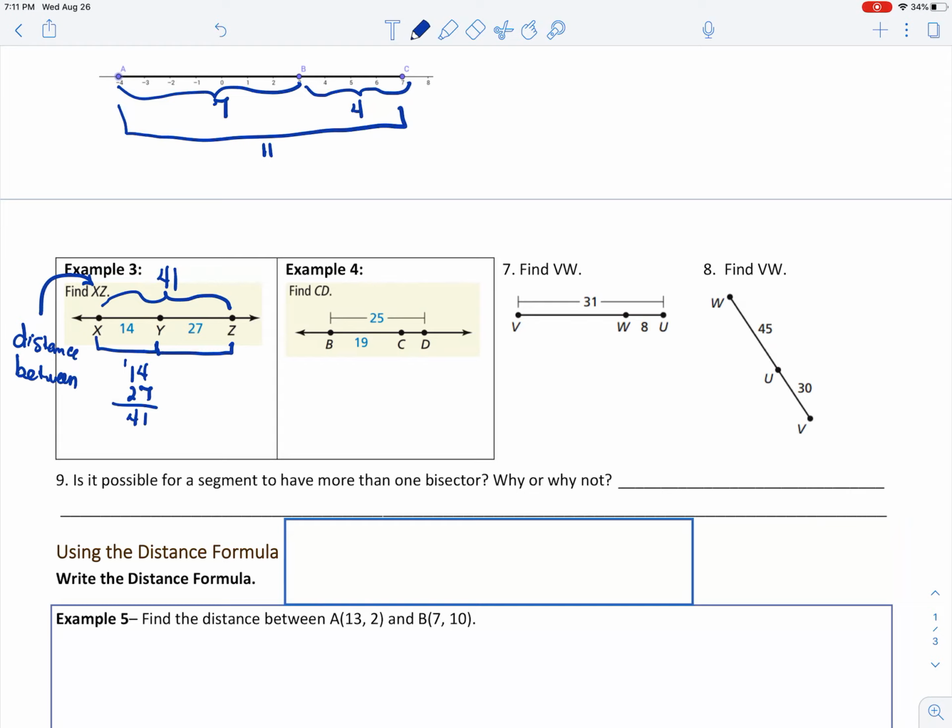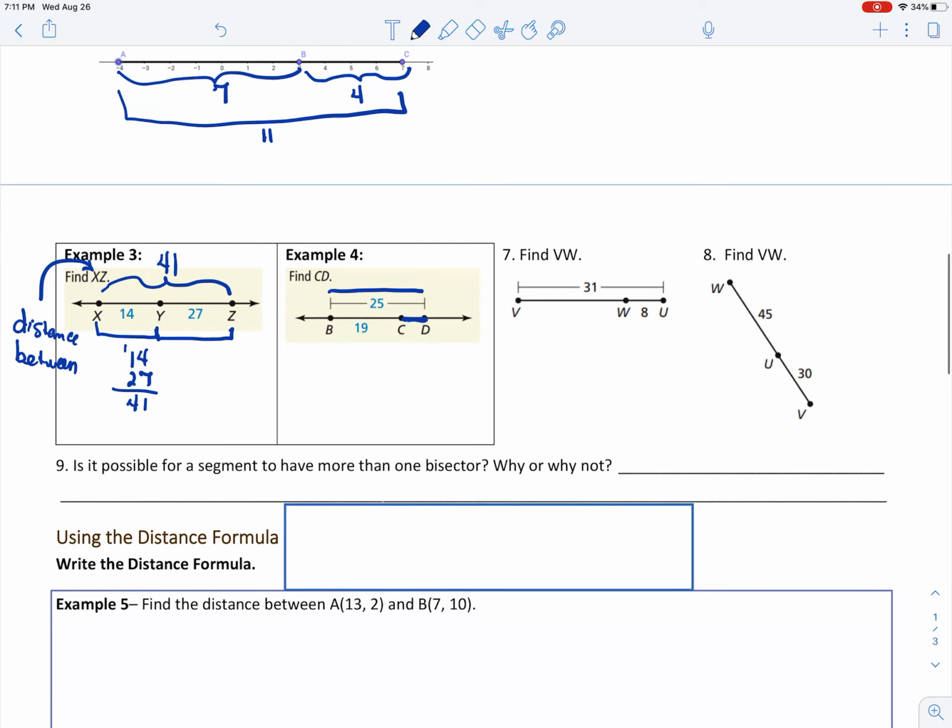In our example 4, we want to find the distance between C and D. Well, C and D is this little piece right here. So if this whole distance between B and D is 25, and the distance between B and C is a lovely 19, then that means that we probably need to subtract the 25 minus the 19 to get 6, and that's how long the distance between C and D should be.